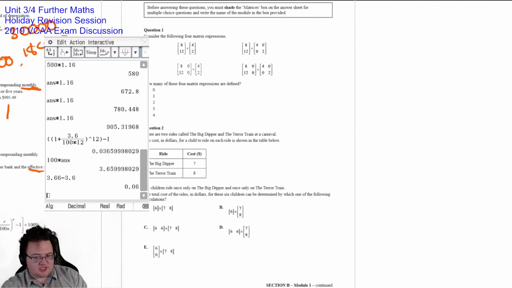Question 1, matrices, how many of these are defined? Can I do that one? Can I do that one? I can only do 2 of these. I can only do that one, and I can only do that one. The others don't work, therefore the answer is 2.